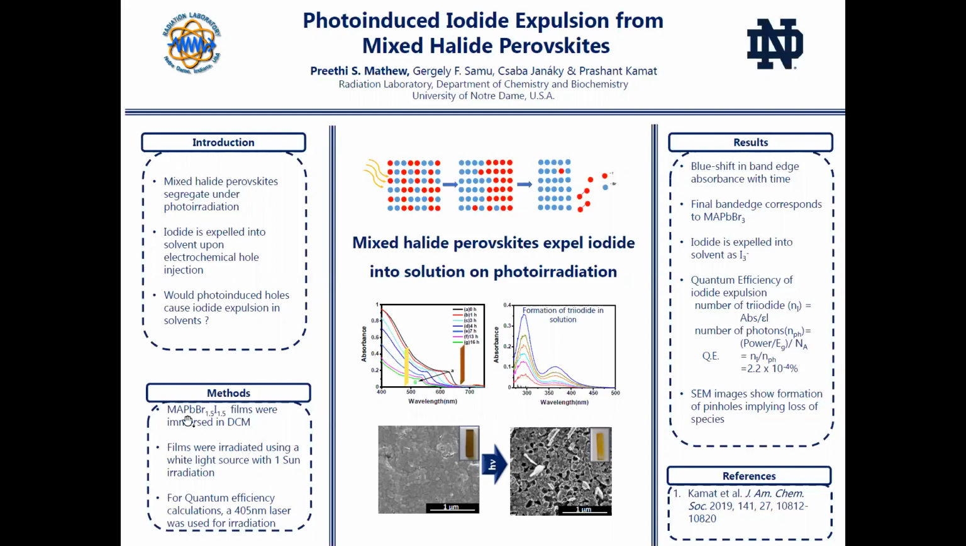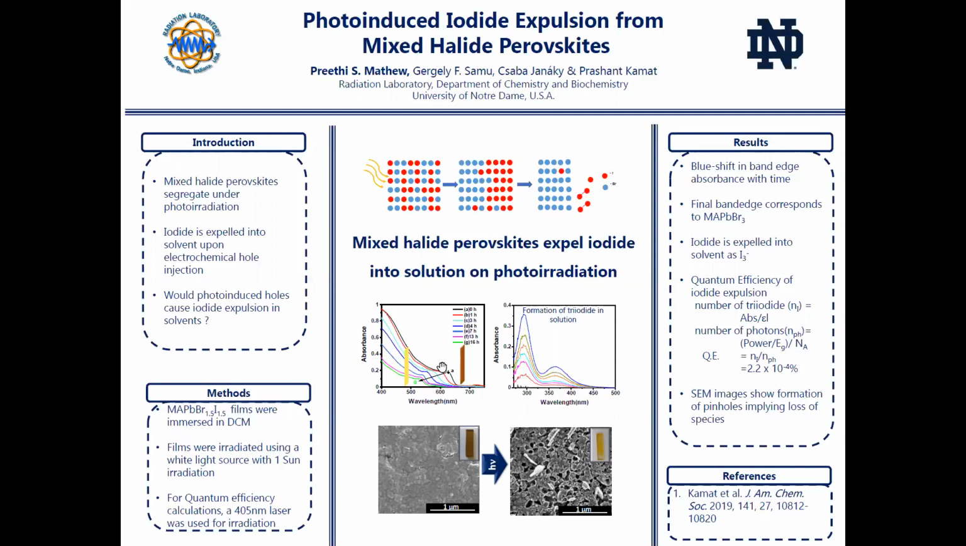We used the prototypical mixed halide perovskite film, methylammonium lead bromide iodide, with the bromide to iodide ratio of 1:1. These films were immersed in dichloromethane, DCM, because these films are stable in DCM. Then we irradiated the film using a white light source with an intensity of 1 sun.